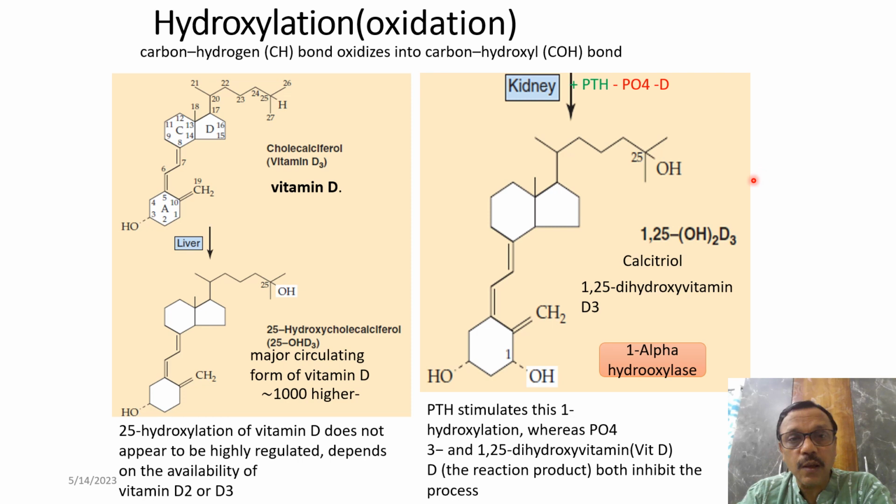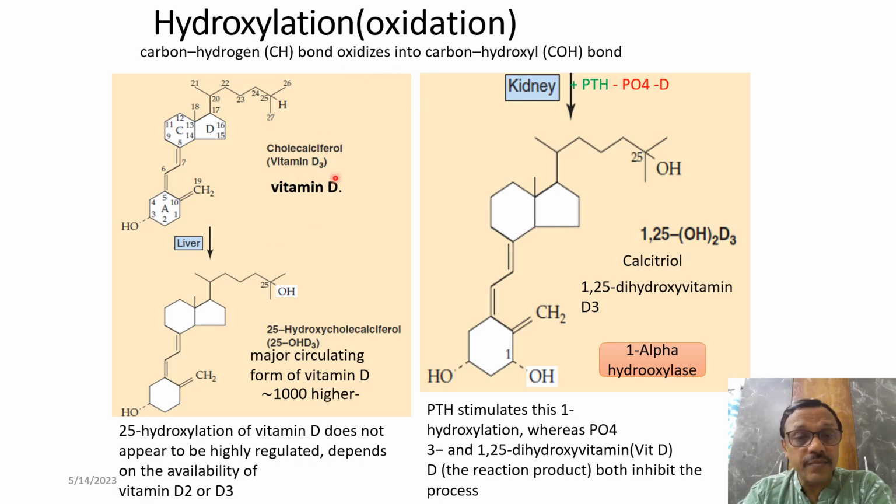Now we are going to see what will happen when this vitamin D3 comes through the blood to the liver, and then goes to the kidney, and finally the active form of vitamin D3 is formed. So when it comes to the liver, under the effect of a certain enzyme, what is happening? We have a hydroxylation reaction. Hydroxylation means oxidation happens. So a carbon-hydrogen bond is oxidized into a carbon-hydroxyl bond.